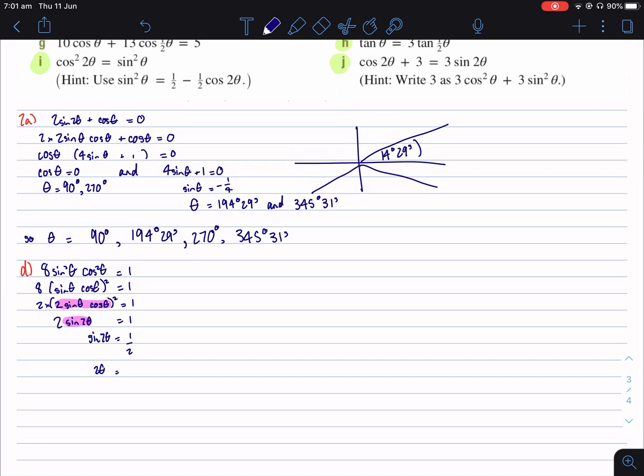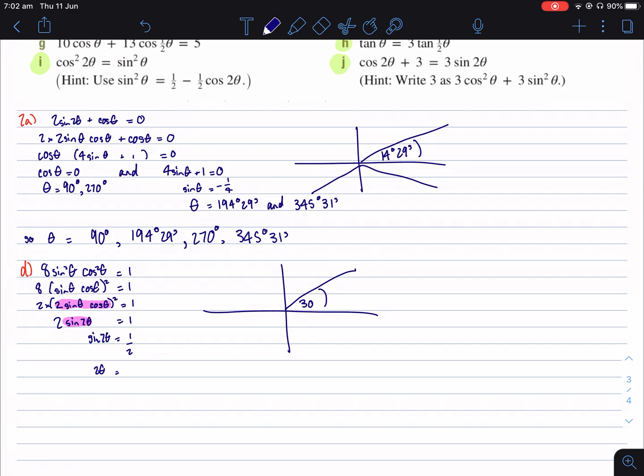So 2 theta equals, now it's a half, arc sine a half in your calculator gives us 30 degrees. And it's also going to be at 150. So if 2 theta is 30, oh, I forgot this was squared. I was like, that can't be it. Okay. So sine squared 2 theta is a half. So sine 2 theta equals square root of that. So that's going to end up as 1 on root 2.